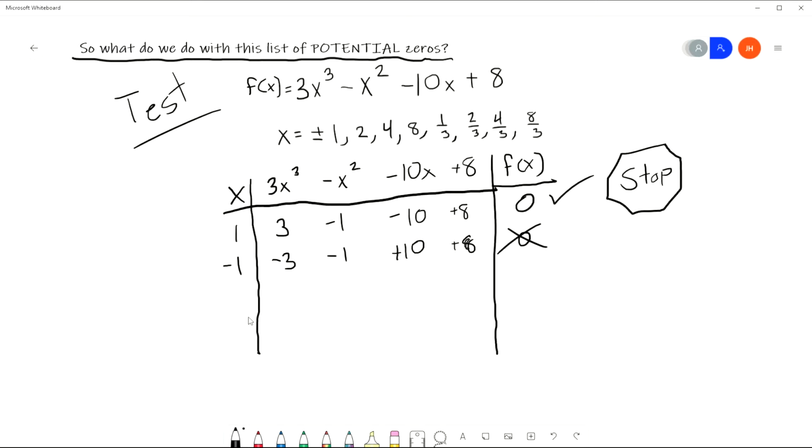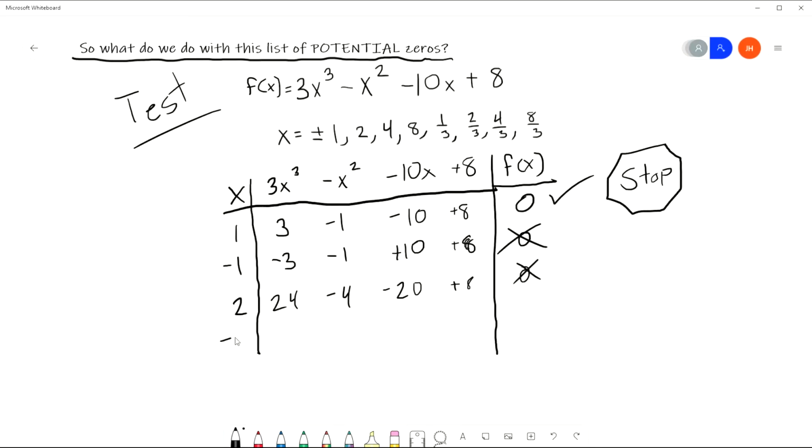Let's say that I wanted to keep testing them. Let's plug in 2. 2 to the power of 3 is 8. 8 times 3 is 24. 2 squared is 4, times minus is -4. 2 times 10 is 20, so -20. And +8 is still +8. 24 minus 4 is 20. Minus 20 is 0. +8 is not 0.